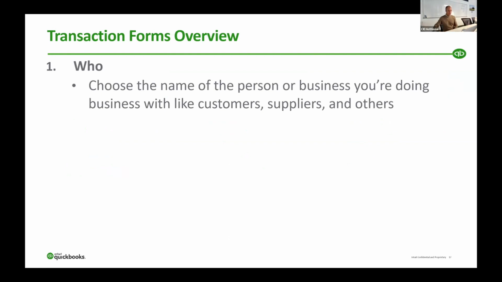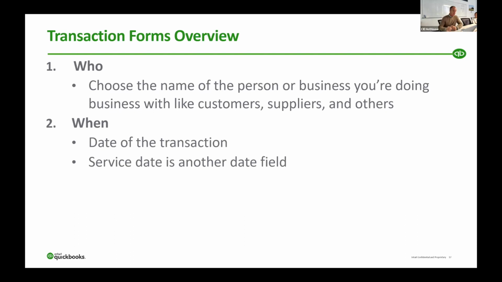Okay, so walking through these processes, as always, I'm not going to sit here and type through each little line item to show you. I'm going to talk about it, and then I'm going to take you back into QuickBooks and show you an example of this. So at this point in time, we're looking at transaction forms overview. Basically, it's a who scenario: choose the name of the person or business that you're doing business with, like customers, suppliers, or others. When: the date of the transaction, and service date is another data field.